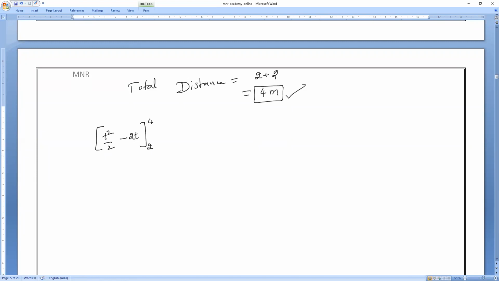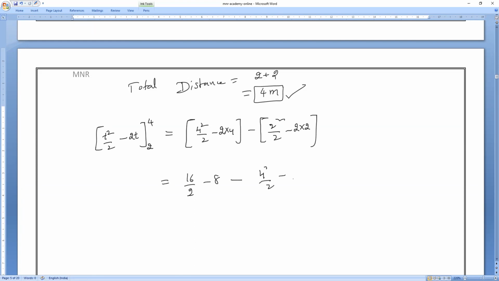2 to 4. Understand? 2 to 4. Yeah. So 4 square by 2 minus 2 into 4 minus half. Again, 2 square by 2 into 2 minus 2 into 2. So what will happen? 16 by 2 minus 8. Next, what will happen? Minus of 4 by 2 minus 4. Yes or no, guys? Yes, sir.